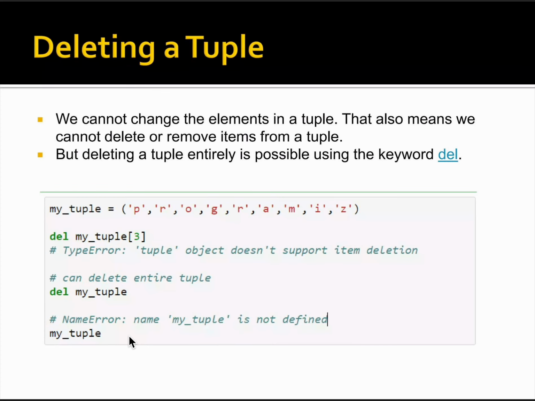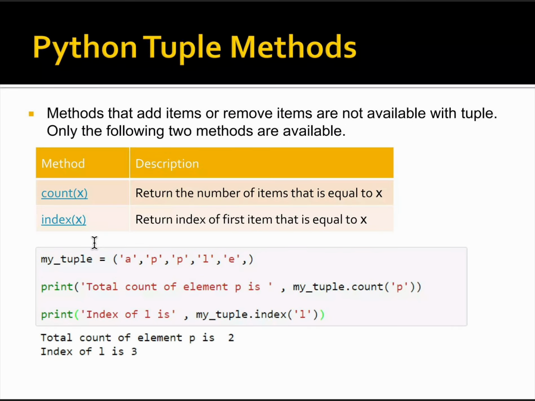Next, deleting a tuple. We cannot change the elements in a tuple. That also means we cannot delete or remove its items from a tuple. But deleting a tuple entirely is possible using the keyword del. Use del followed by the tuple name. Just that, and you will be able to delete the tuple.